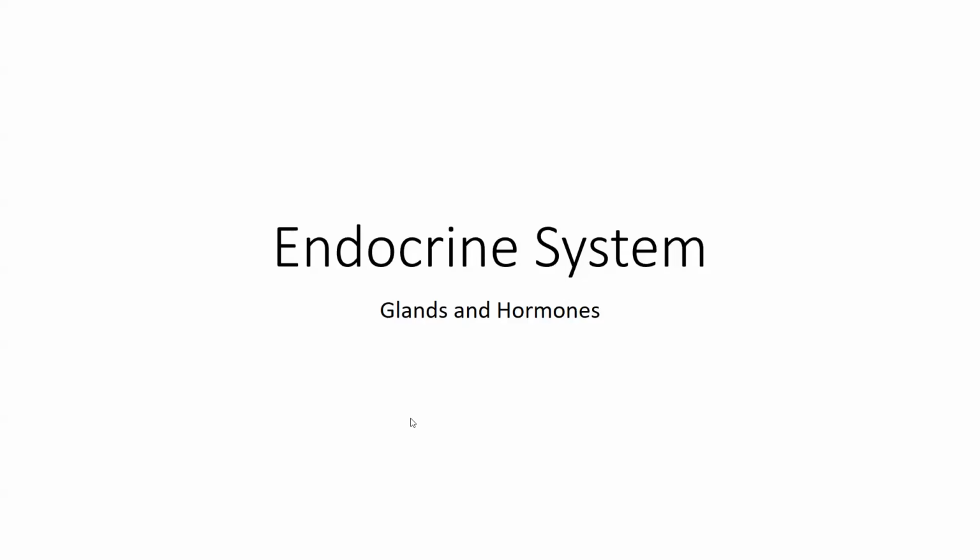All right, this is the endocrine system video. The endocrine system consists of glands and hormones. It's the second great control system of the body. So we think of the nervous system as kind of controlling what our body does, but the endocrine system is just as important in controlling the activities of all sorts of different body parts.